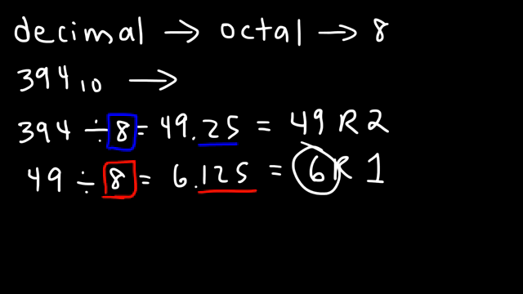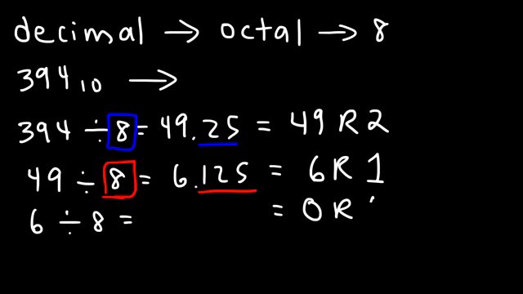Next, take 6 and divide it by 8. Now, because 6 is less than 8, we could say that 8 goes into 6 0 times, with a remainder of 6. If you take 6 divided by 8, it's going to give you 0.75. So this number gets transferred here. And then if you multiply the 0.75 by 8, it's going to give you 6. And so you get a remainder of 6.